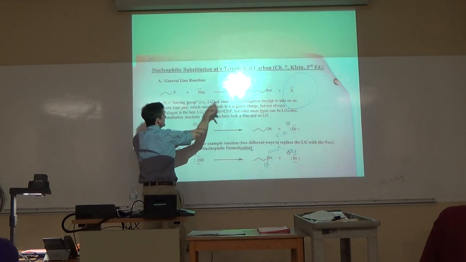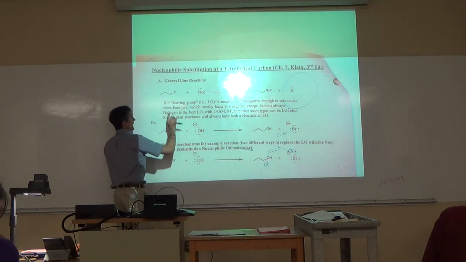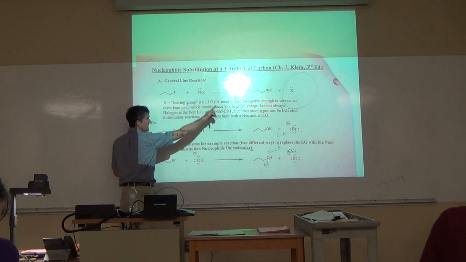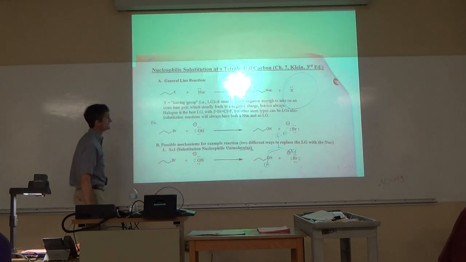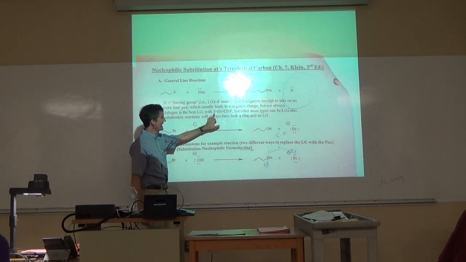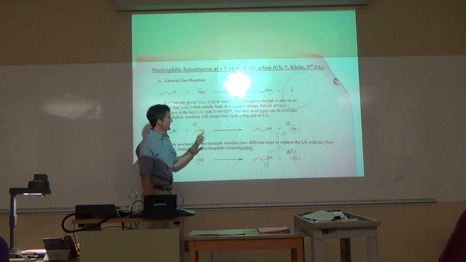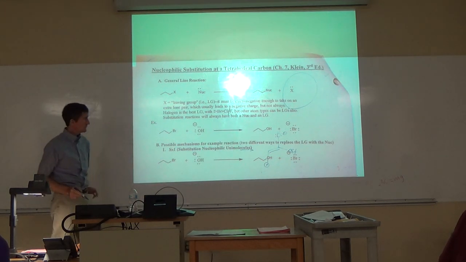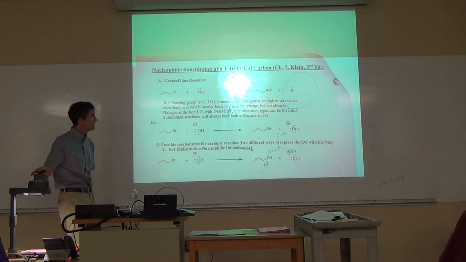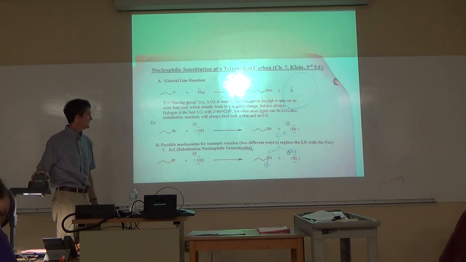The X is the leaving group, right? The X takes a lone pair with it. We'll see that in the mechanism. Your best leaving groups typically are halogens. Iodine is the best. This is most stable, most willing to leave. Fluorine is the worst. And there's a cutoff there. F is really a terrible leaving group. But there will be other types of leaving groups.